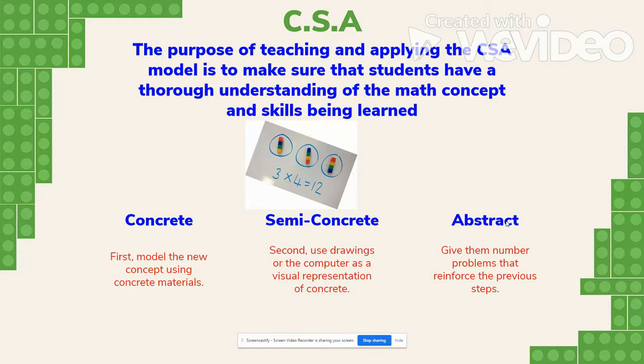The method that we use to teach our lesson is the CSA model. The C stands for concrete, which is where you model with concrete materials like blocks. The S stands for semi-concrete, which is where you use a drawing or the computer as a visual representation of concrete. And abstract is when you give them number problems that reinforce the previous steps.